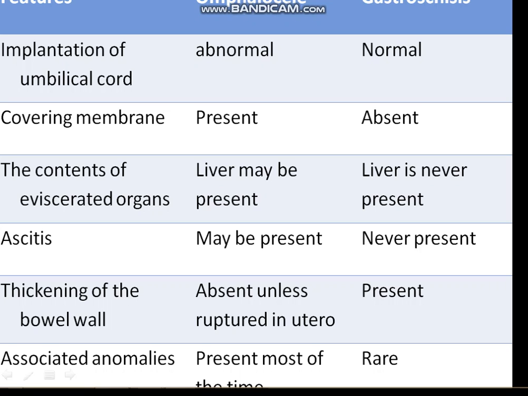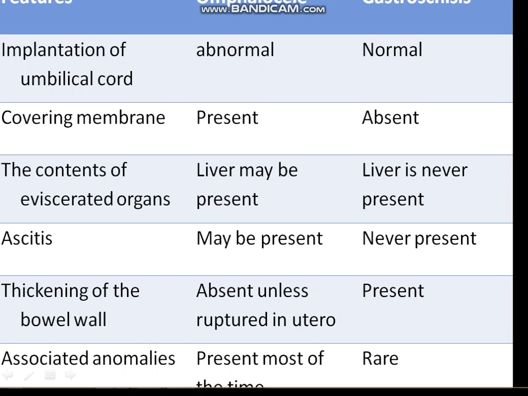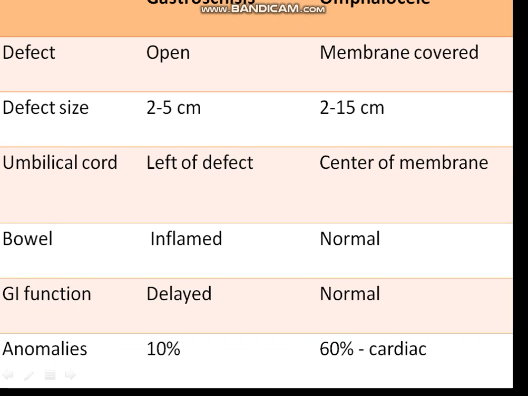ഇത് യൂണിവേഴ്സിറ്റി എക്സാമിന് ഇടയ്ക്കിടയ്ക്ക് ചോദിക്കുന്ന ഒരു ക്വസ്റ്റ്യൻ ആണ്. പ്ലീസ് note as important in the side of your notebooks and learn this clearly. അപ്പോൾ നമ്മൾക്ക് ഒന്നുകൂടെ പറഞ്ഞു നോക്കാം. ഡിഫക്റ്റ് ഗ്യാസ്ട്രോഷിഷ്യസ് ആകുമ്പോൾ ഓപ്പൺ ആണ്, ഓംഫലോസീൽ കവേർഡ്. 2 to 5 cm ആണ് ഗ്യാസ്ട്രോഷിഷ്യസിൽ, 2 to 15 cm ആണ് ഓംഫലോസീലിൽ.